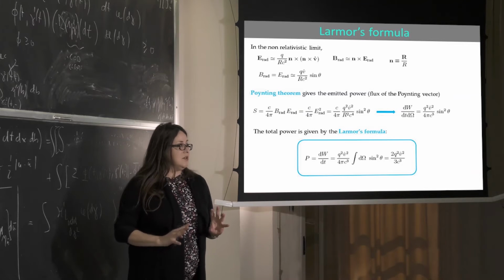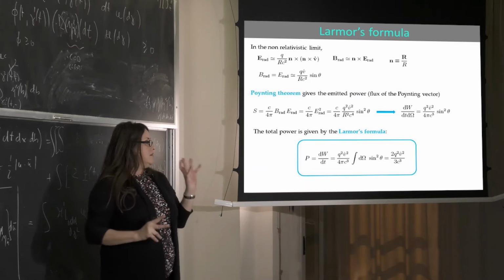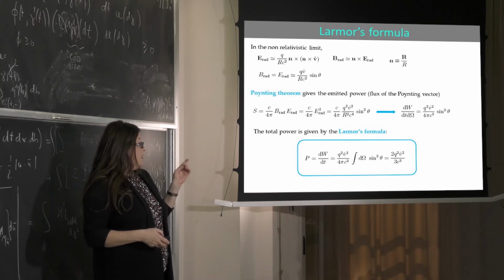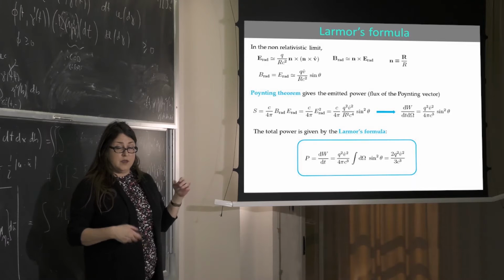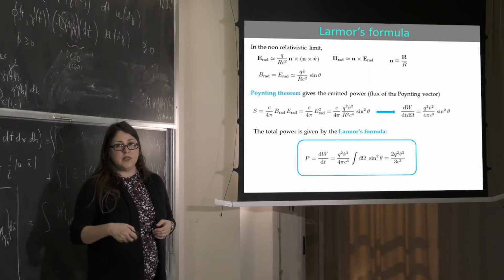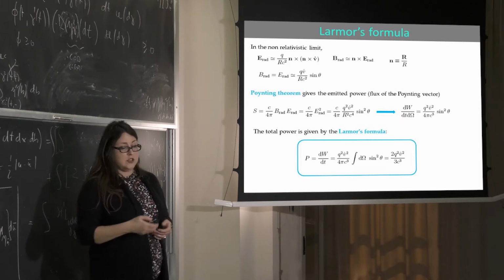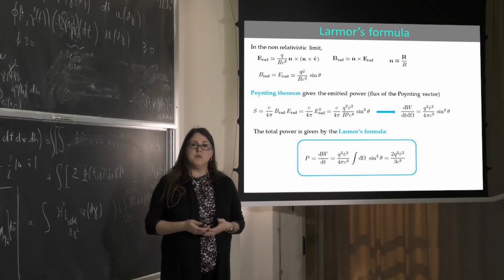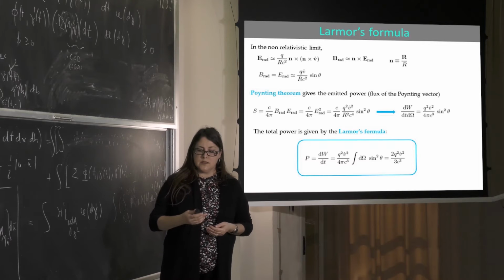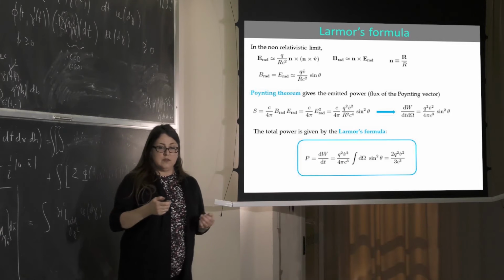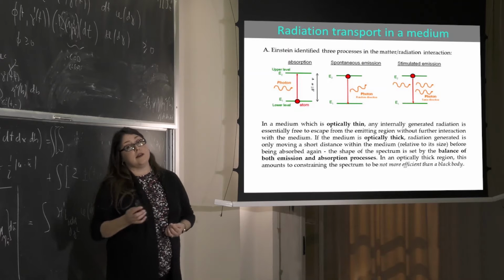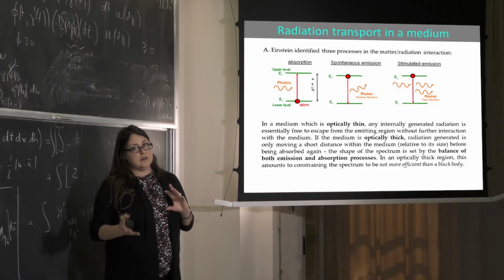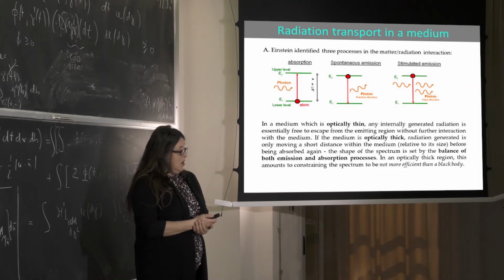So the message to take home now is that any particle which is accelerated radiates power, emits energy. So accelerated charges emit energy. And this is very important because it is one of the basic mechanisms by which astrophysical sources are able to emit radiation. Einstein identified three basic processes in the interaction between matter and radiation.